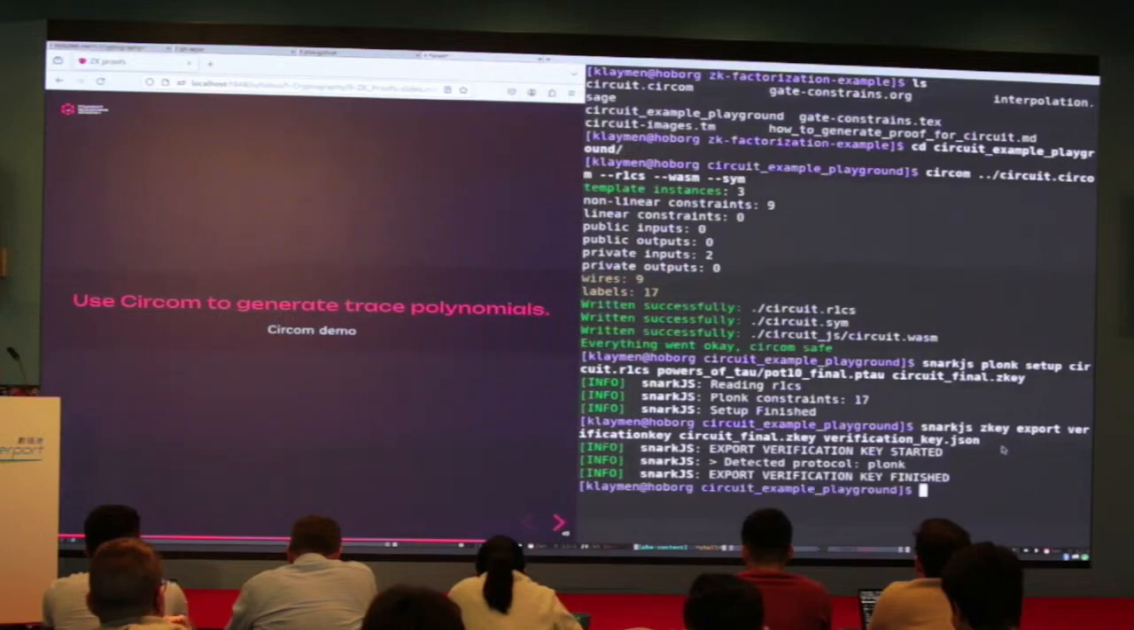So I generated the verifier key and prover key, and now I'm going to generate the witnesses. I have the secret input to give.